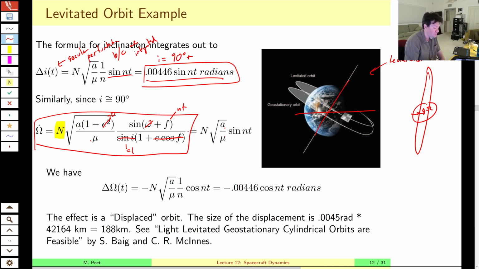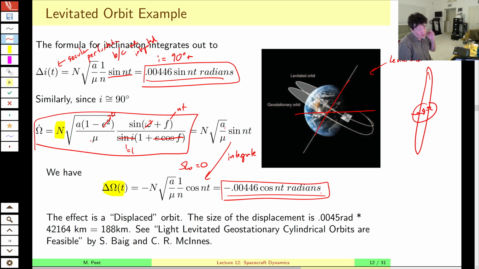nt. Similarly, we don't know what our original right ascension was, and so we don't actually know what our absolute value is. So assume this is 0, so omega naught equals 0, and so we could just say that our right ascension is, again, periodic. We integrate this term, by the way, to get the secular perturbation. And we get that the absolute right ascension of ascending node is this term right here.